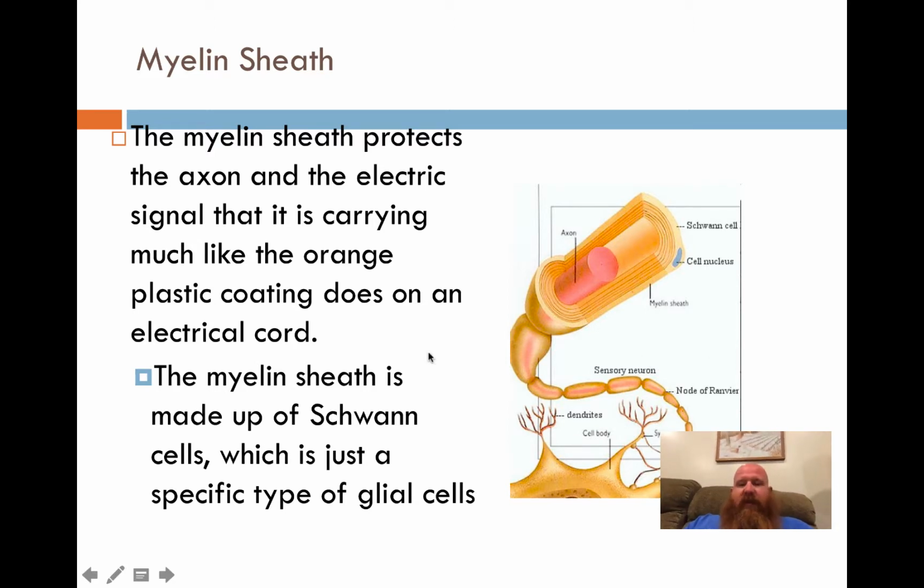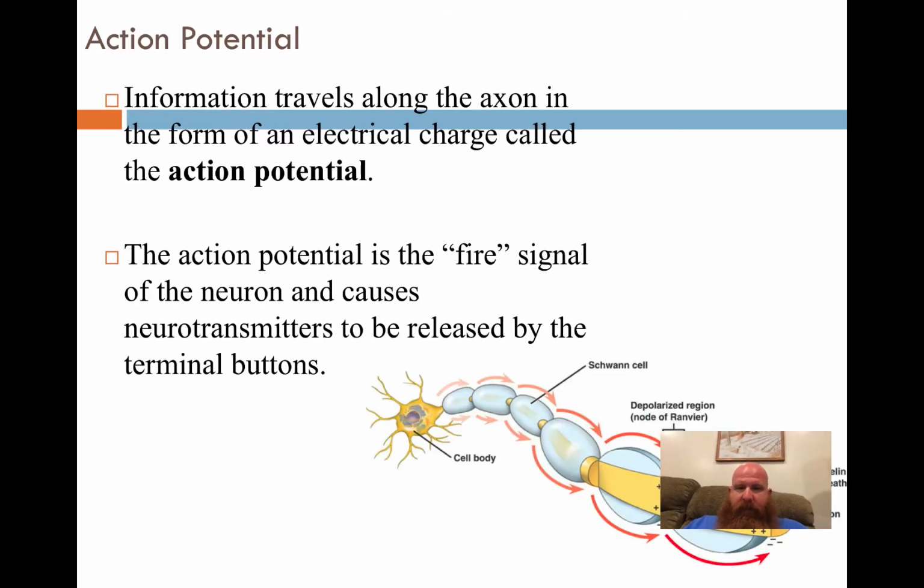The myelin sheath. So that's what the myelin sheath does. It is an insulator. It's made up of what's called Schwann cells, which is a specific type of glial cell. They create the fatty substance that insulates. All right, now we're going to talk about this thing called action potential.